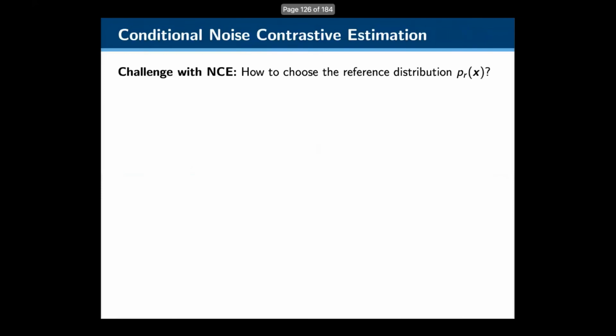Now, one issue with noise contrastive estimation is how do you choose the reference distribution P of R? And it turns out that different choices for P of R give massively different results. So originally, Hyvärinen used a Gaussian distribution, but you can imagine that whenever you hear Gaussian, you should be a little bit wary of limitations.